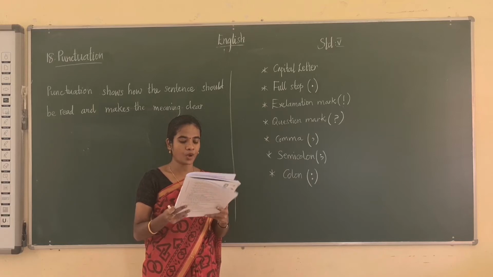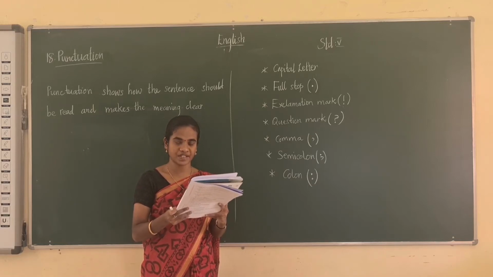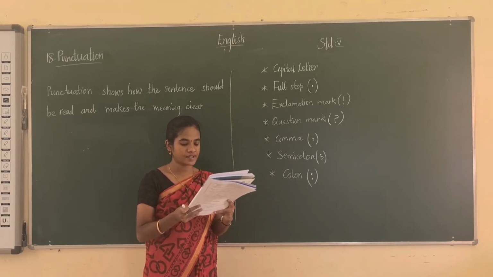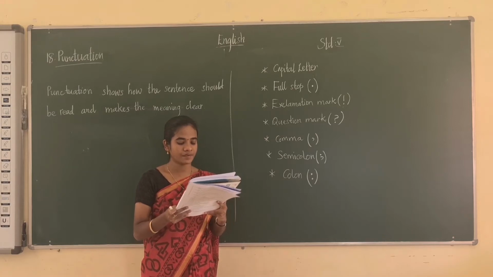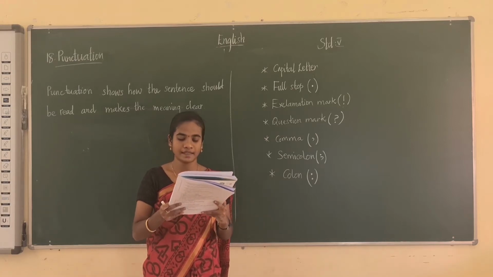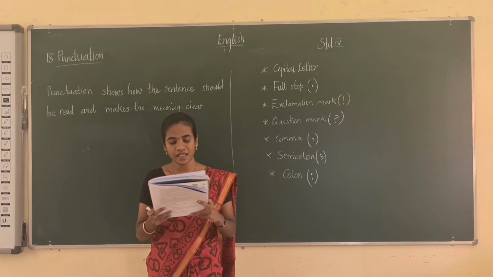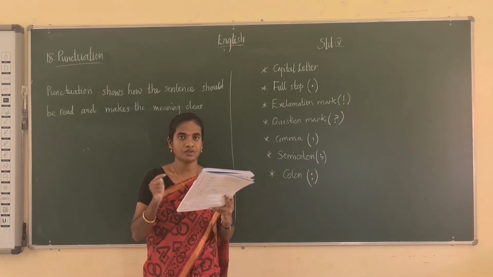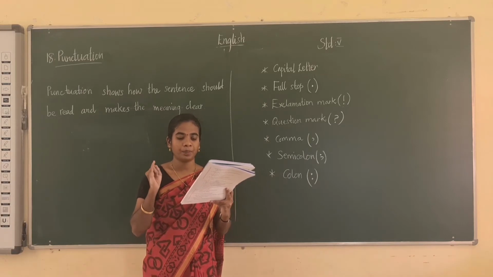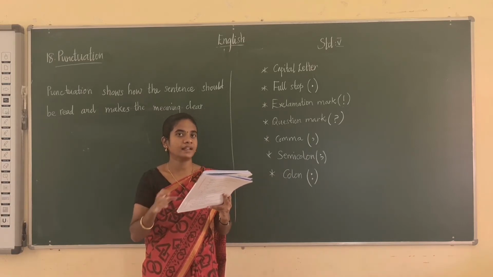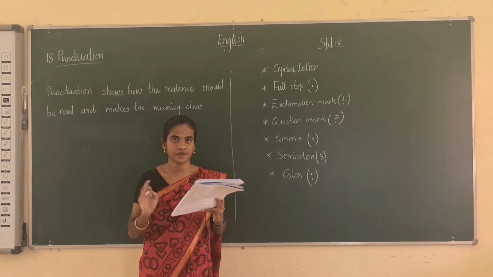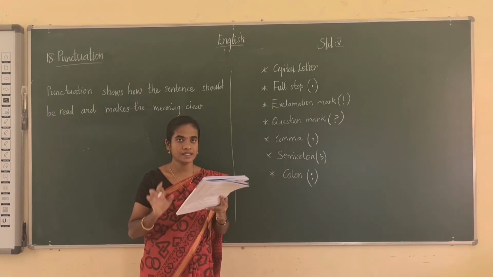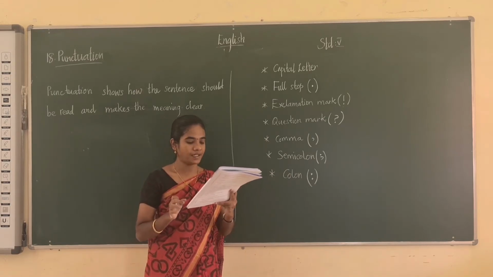Next one, to begin a proper noun, like the names of a person, places, rivers, mountains, roads, festivals, holidays, nationalities and languages. For these, we have to use the capital letter. You have to look at the people, places, rivers, mountains given there, for your reference. In these places we have to use the capital letter.